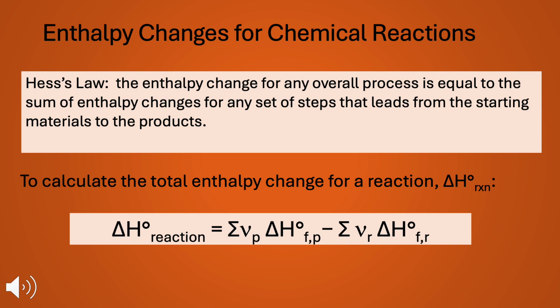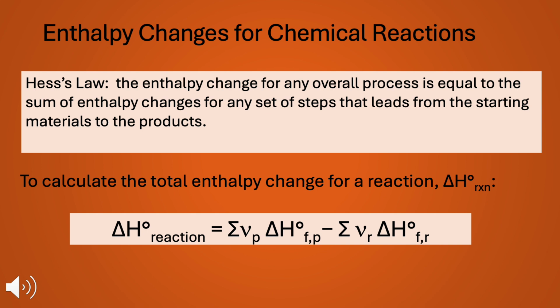Hess's law states, the enthalpy change for an overall process equals the sum of enthalpy changes of any set of steps leading from reactants to products. In other words, enthalpy is a state function, independent of the path taken. We'll use this to build the target reaction from known steps.